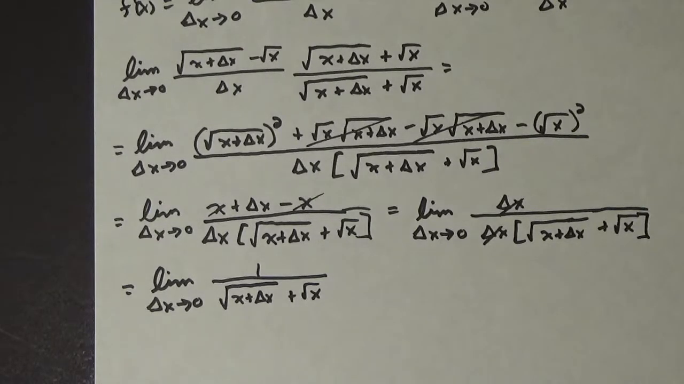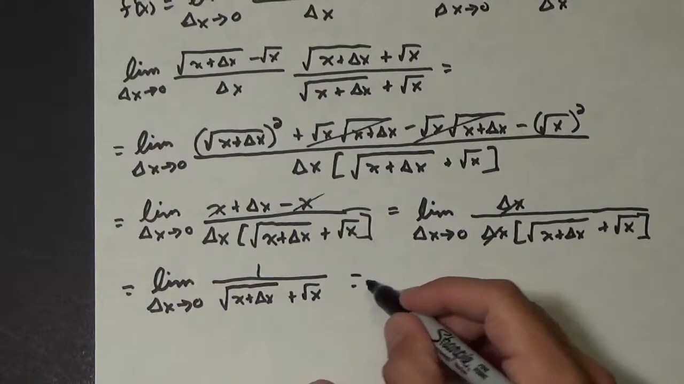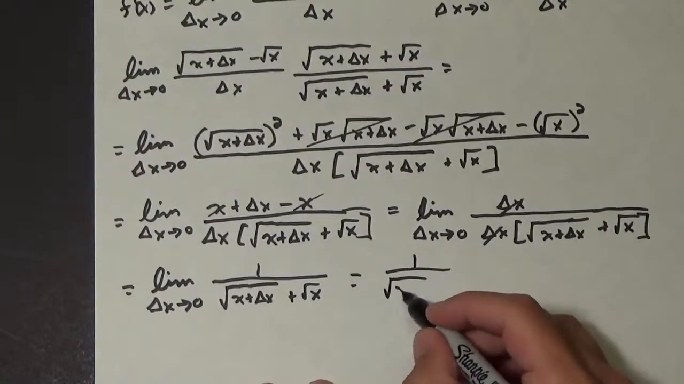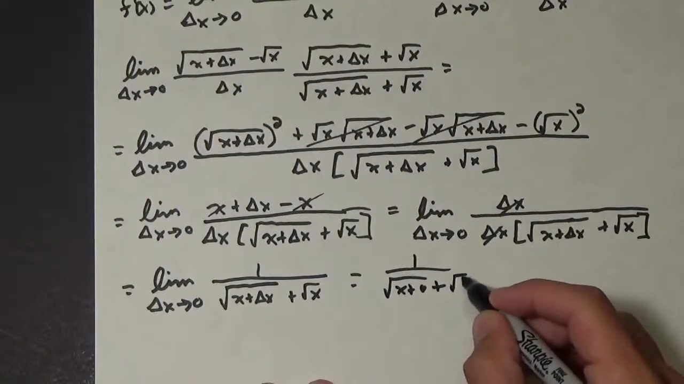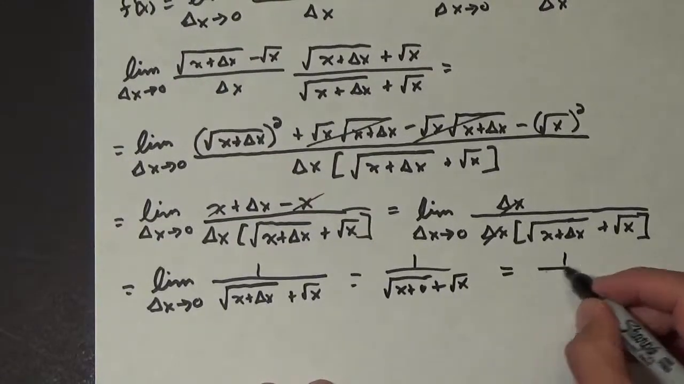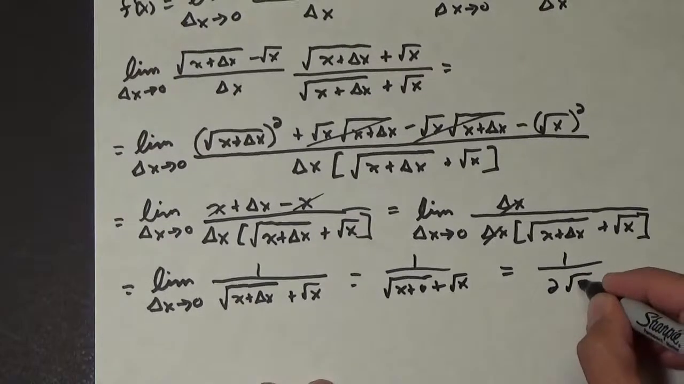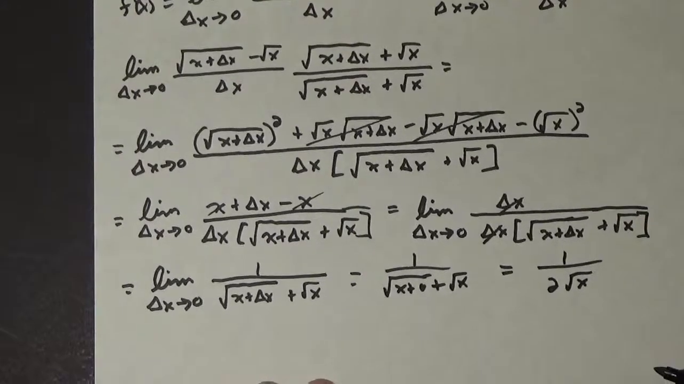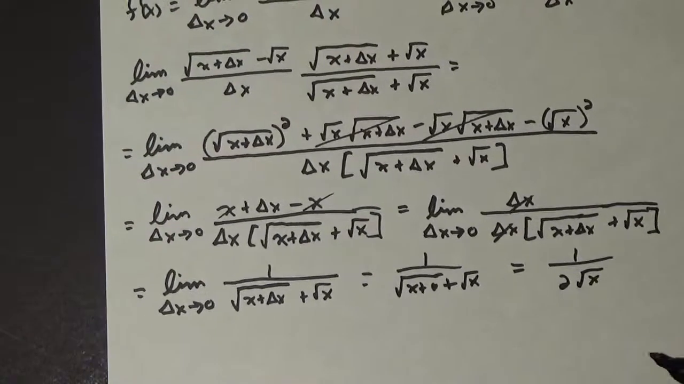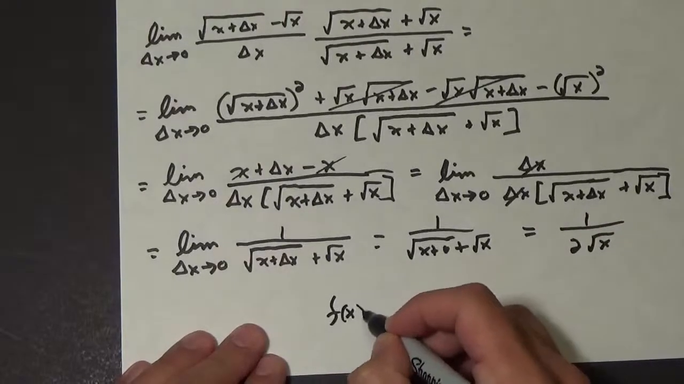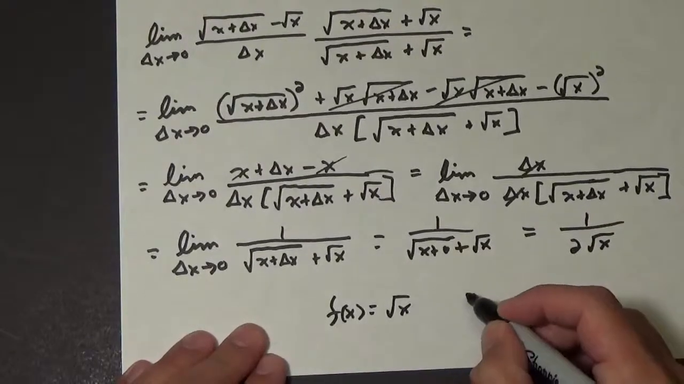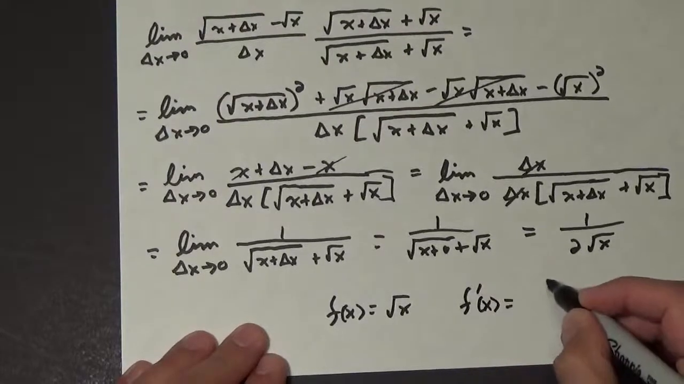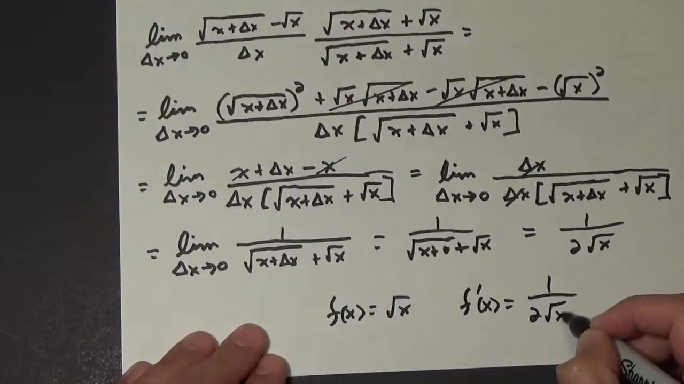Alright, so now that we've gotten this delta x out of here, we can now substitute in 0 because we don't have that issue of dividing by 0. So we're going to get 1 over the square root of x plus 0 plus the square root of x, which ends up being 1 over 2 times the square root of x. And so there's our answer. So if f of x equals the square root of x, then f prime of x equals 1 over 2 times the square root of x.